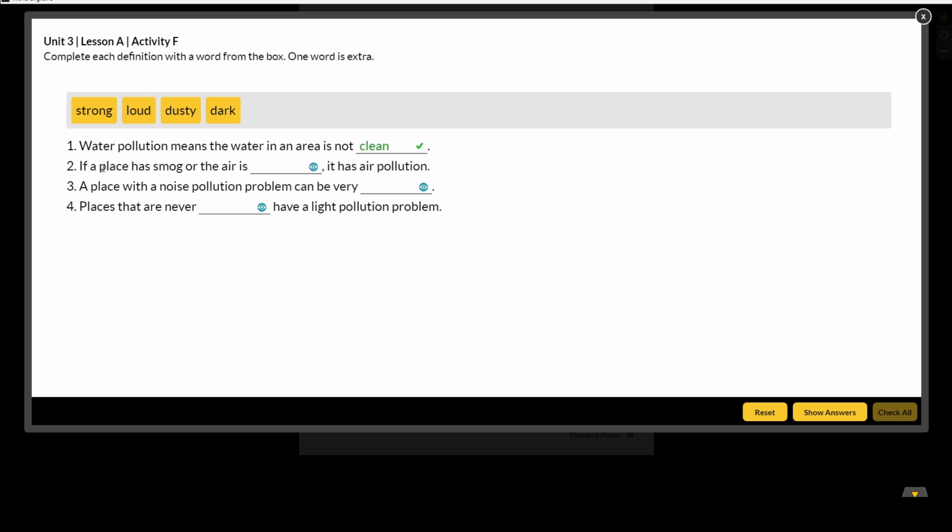Check. If a place has smog or the air is dusty, it has air pollution. A place with a noise pollution problem can be very loud. And since strong was the extra word, dark is the final word. Places that are never dark have a light pollution problem.